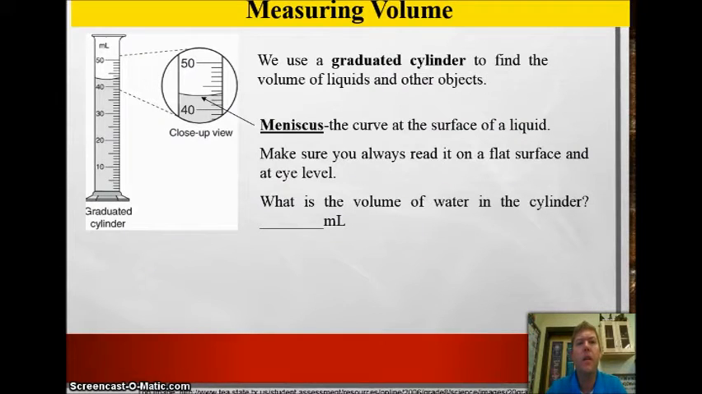We're going to be talking about our measuring volume part 1 notes, so let's go ahead and get started. Measuring volume. We use something called a graduated cylinder to find the volume of liquids and objects. This is a graduated cylinder here that I have in my hand, and this is what you'll be using. They are glass. You'll have to be careful.